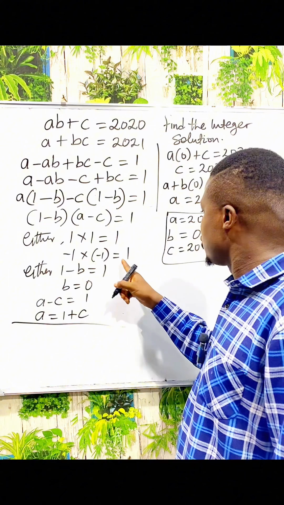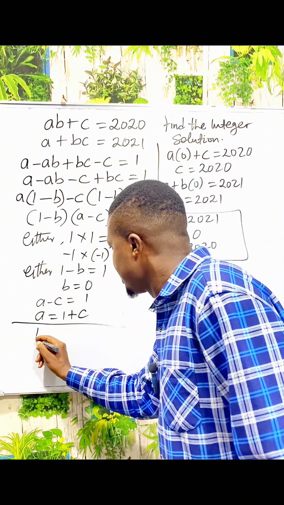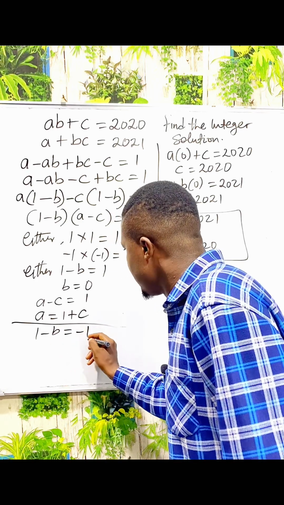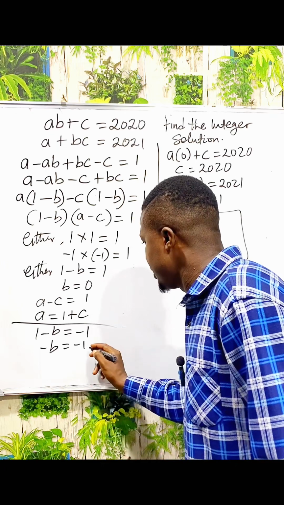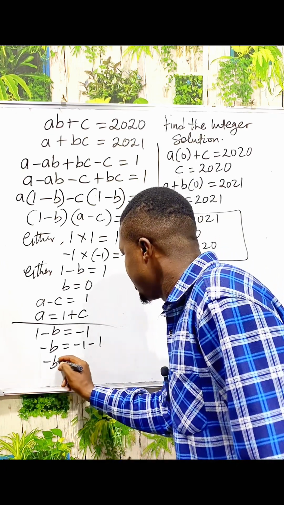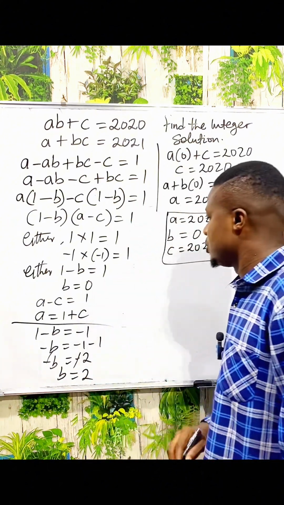minus 1 times minus 1 is 1. So you can say 1 minus B is minus 1. 1 minus B is equal to minus 1. Minus B will be minus 1 minus 1. Minus B is minus 2. Cancel out. B is equal to 2.